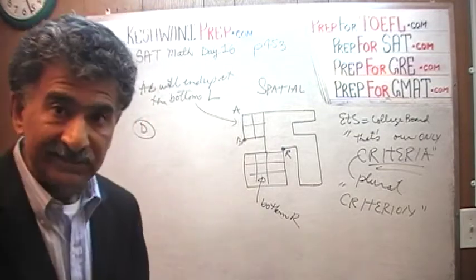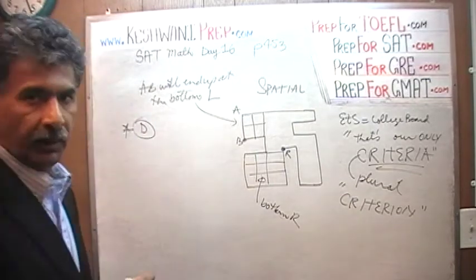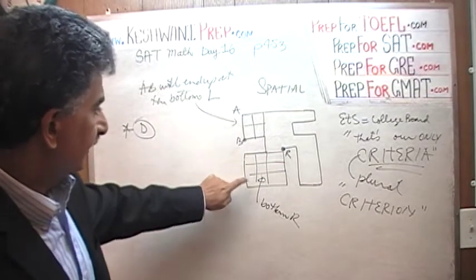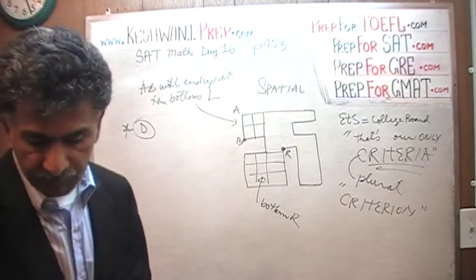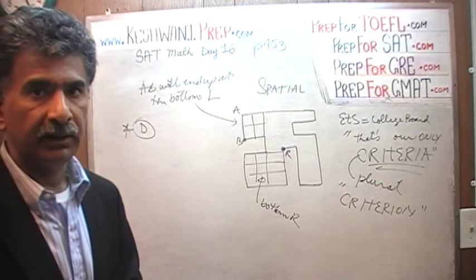And the one that meets this criterion is answer choice D. The criterion was simply that this guy has to be on the bottom left, and this guy has to be on the bottom right. And if you look at all the pictures, none of the other four meet this criterion.